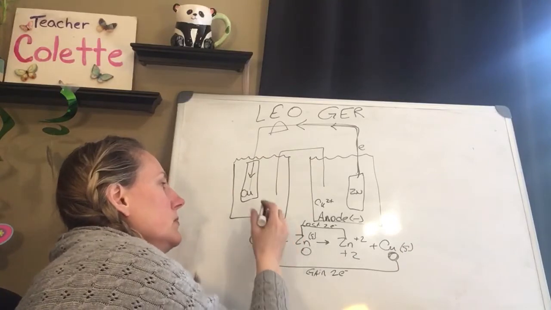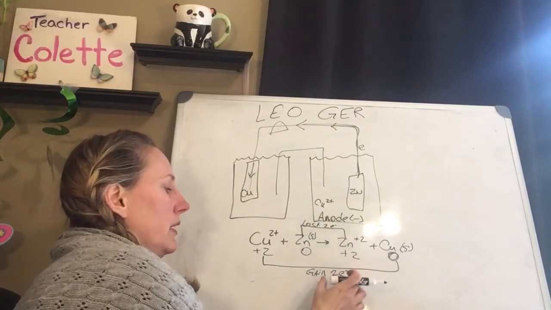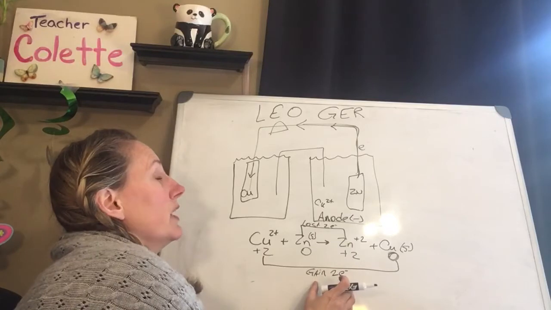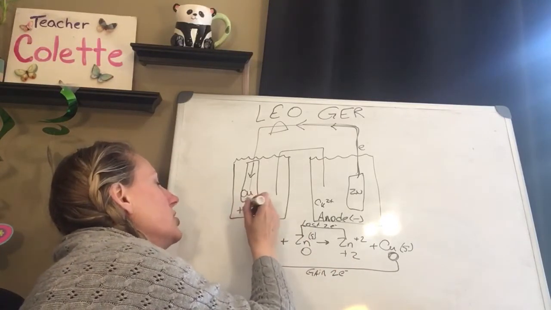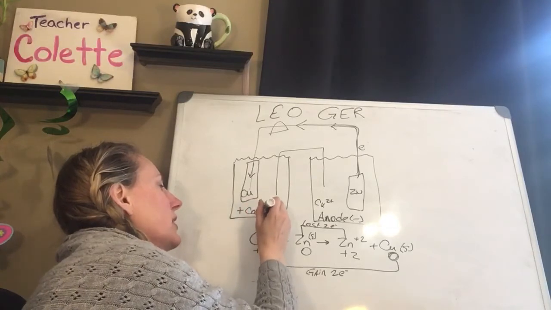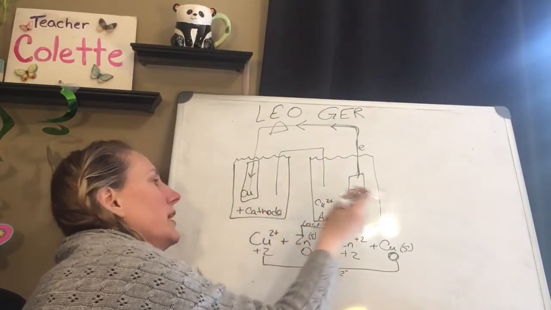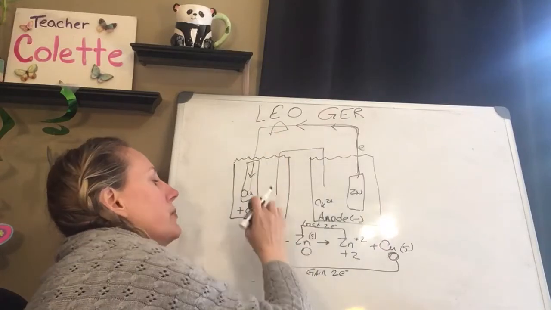So the copper is what is reduced. It gains the electrons. So that is originally positive because that's your cathode. So your electrons are flowing from your negative side to your positive side.